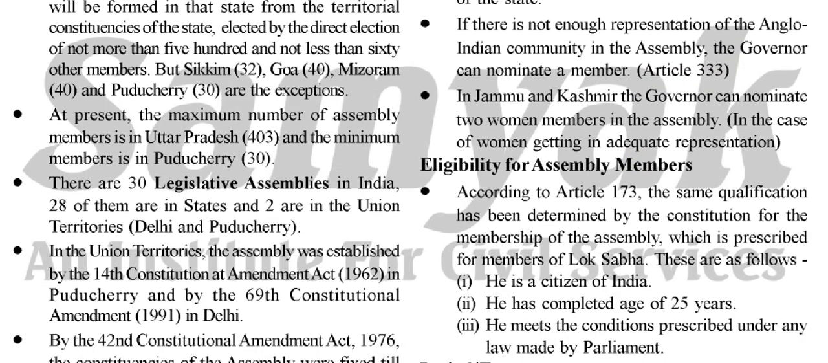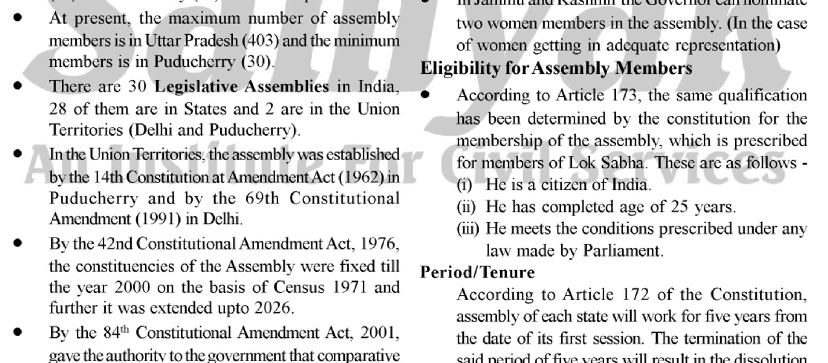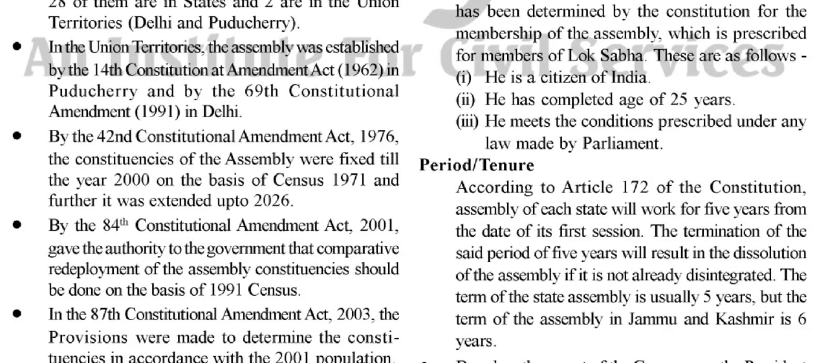28 of them are in states and 2 are in union territories, Delhi and Puducherry. In the union territory, the assembly was established by the 14th Constitutional Amendment Act 1962 in Puducherry and by the 69th Constitutional Amendment 1991 in Delhi.